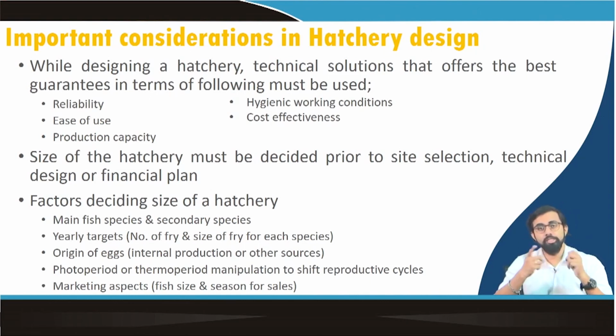In general, the size of the hatchery must be decided prior to the site selection, technical or financial plan. The factors deciding the size of a hatchery are the main fish species and the secondary species, yearly targets, number of fry or the size of the fry for each species, origin of egg, is it an internal production or some other source that you are collecting the eggs from. Okay, that's an important factor. Photo period or thermoperiod manipulation to shift the reproductive cycles, and marketing aspects like fish size and the season for sales. So these five are the very important factors which decide the size of the hatchery.